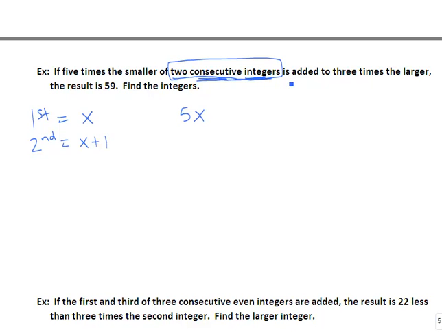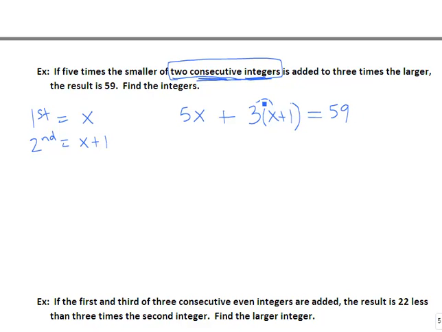Okay, continue reading on. It says, is added to, so we're going to add that to 3 times the larger. So 3 times the bigger number is x plus 1, the second number. When you write x plus 1, make sure you wrap it in parentheses because we want 3 times that entire number. So we have 5 times the smaller added to 3 times the larger. The result is, so equals 59. So here's our equation. Now we just need to solve it.